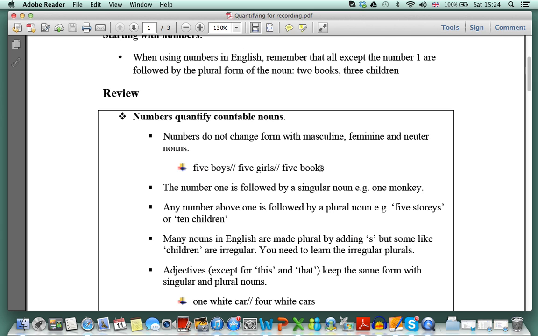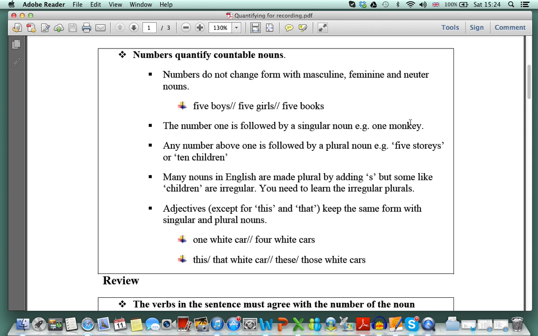The number 1 is followed by a singular noun, as in 1 monkey. And any number above 1 is followed by a plural noun. For example, 5 stories in a house, 10 children in the room. We know that many nouns in English are made plural by adding s, but some, like children, are irregular, and you will have to learn the irregular plurals.